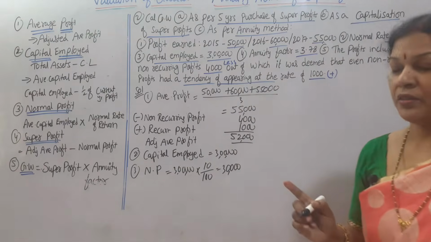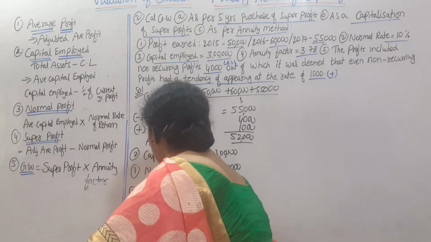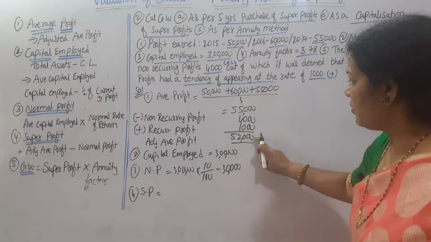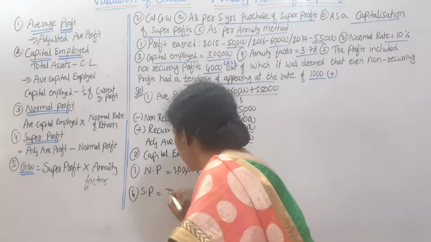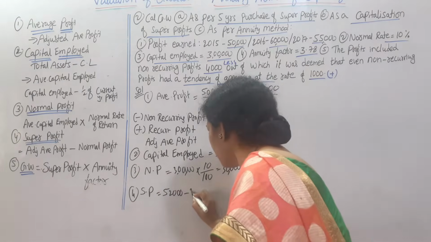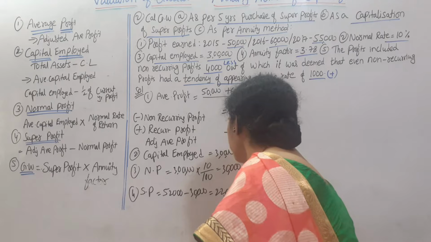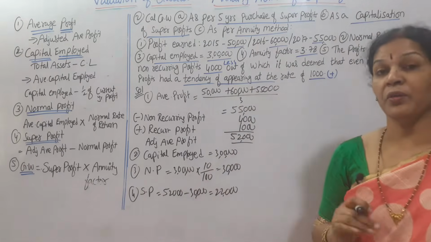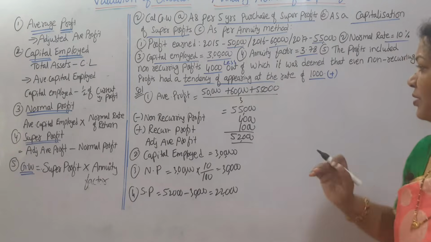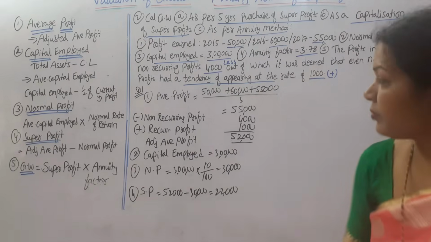Then after that, super profit. Super profit is equal to adjusted average profit, which is this one, 52,000, minus normal profit, 30,000. It is 22,000. Super profit, you got it. Now we will calculate the goodwill as per the 3 methods. So we can draw one line here up to here.